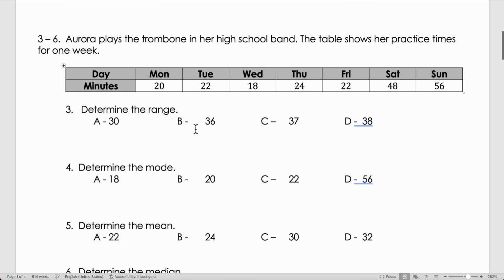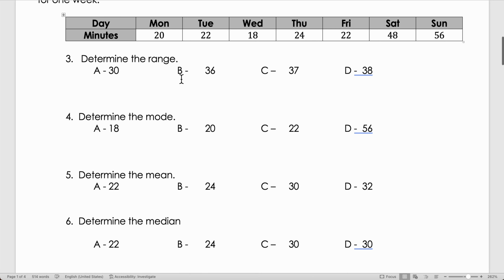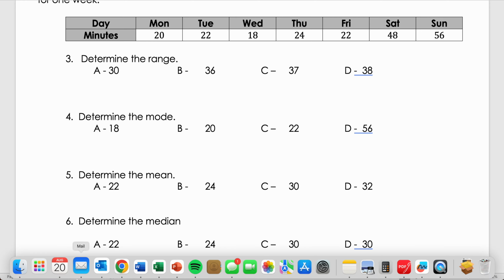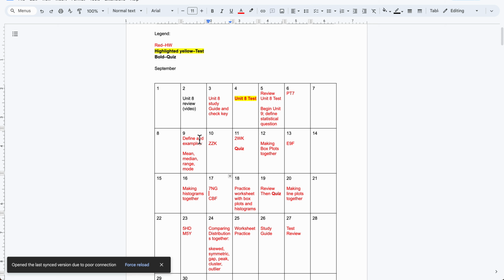For 3 through 6, Aurora plays the trombone in her high school band. The table below shows her practice times for 1 week. The first thing I have students do when they're going to get range, mode, mean, and median is list the data from least to greatest, which I'll do in a second. Right away, I'll let you know this test item is going to correspond with what he's learning from you on the 9th through some practice together. And then IXL is on the 10th and the 11th, followed by a quiz, which will be on statistical questions as well as mean, median, mode, and range.